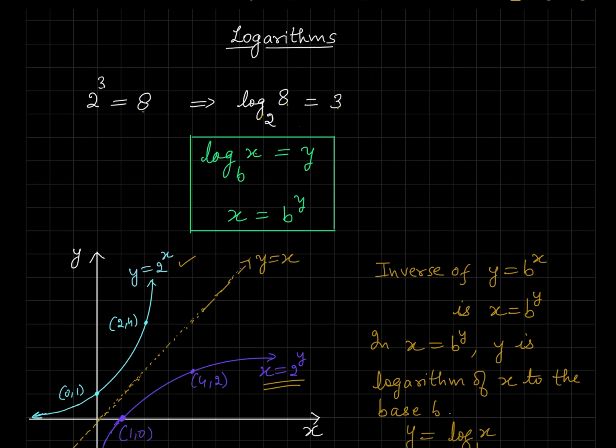So, here I have written 2 raised to the power 3 is equal to 8. Okay, so how will we write it in logarithm form? In logarithm form, it is log of 8 to the base 2 equals 3.